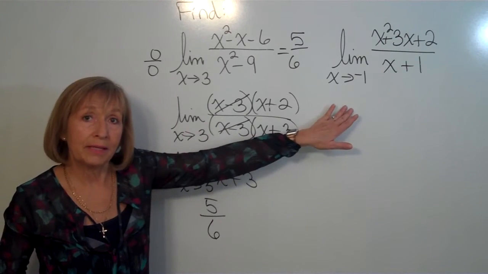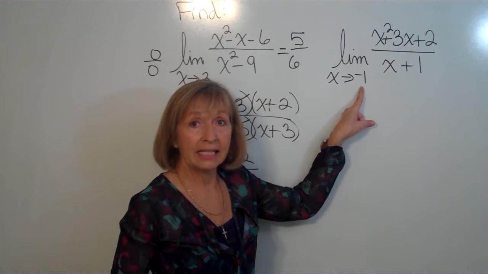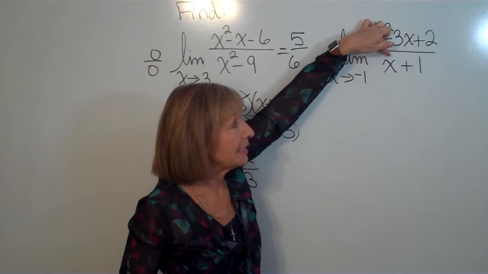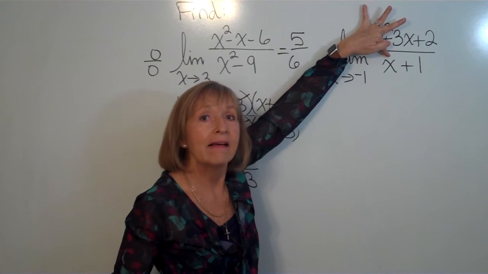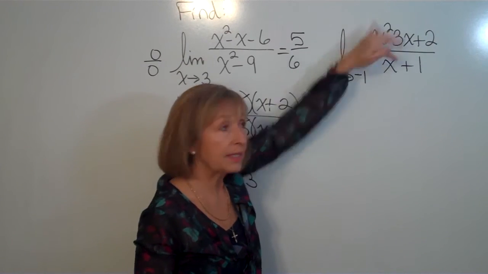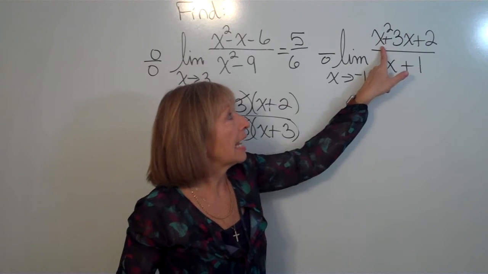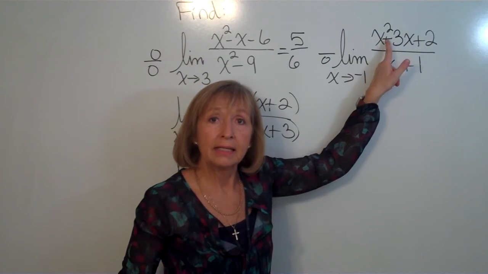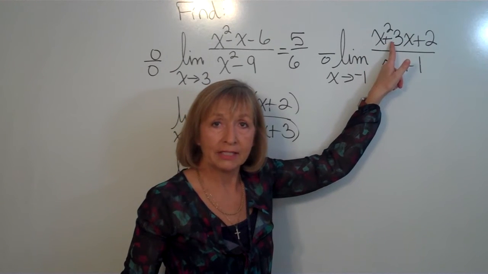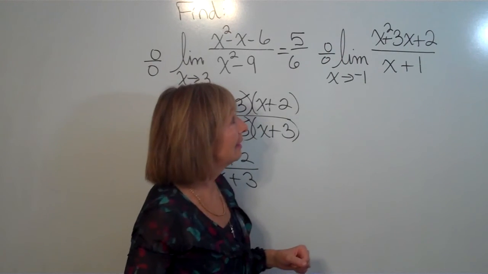Okay, let's see how we can apply it here and just get some more practice. So limit as x approaches -1. I have a function divided by a function. I check and see what happens when I put the value that the x is approaching into the denominator. Well, -1 plus 1 is 0. And in the numerator, -1 quantity squared is 1, plus 3 times -1, well, that would be 1 minus 3 is -2, plus 2 gives me a 0 in the numerator as well.